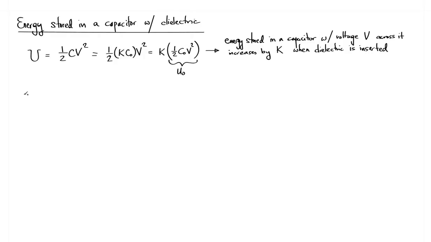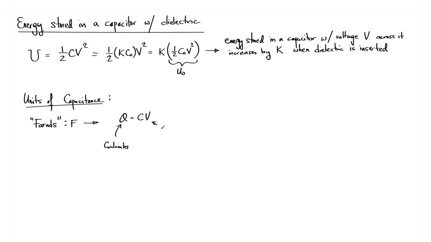The very last thing I want to mention is the units of capacitance, which I probably should have mentioned a little earlier, but it's not too late now. In SI units, capacitance is measured in farads, or F. As you remember, Q is equal to CV. Q has units of coulombs, and V has units of volts. So 1 farad has units of coulombs per volt.